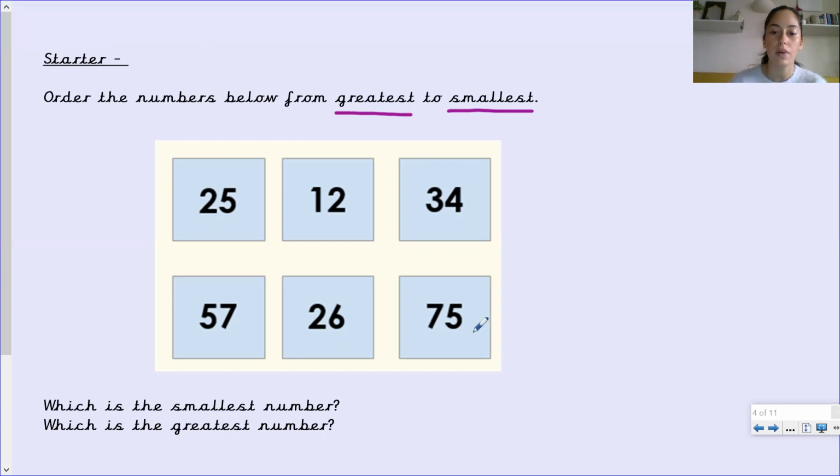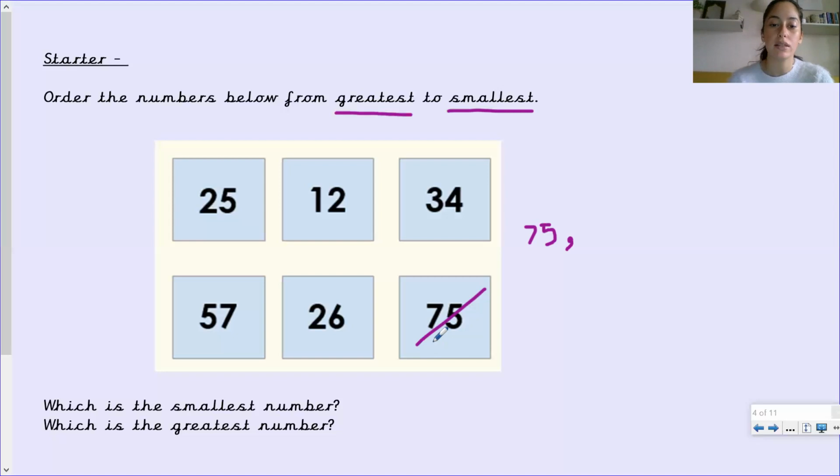Which one of these numbers has a greater value in its tens column? Well, this number has a 7 in its tens column, which is higher than all the other tens. So this is my greatest number, so that's what I'm going to start with, 75. And I'm going to cross it out to show that I've used this.